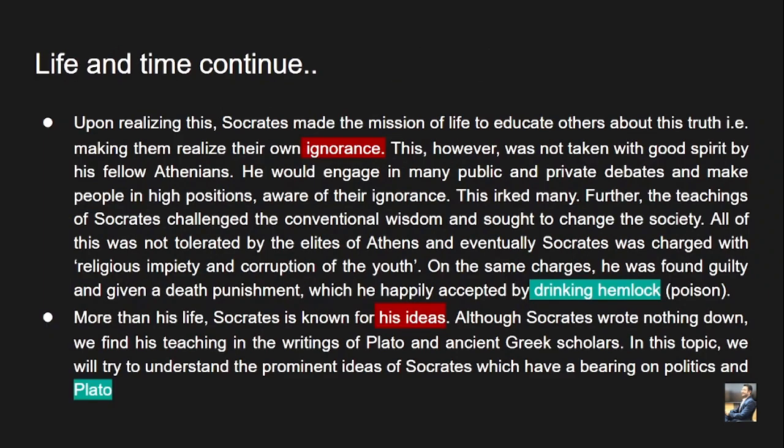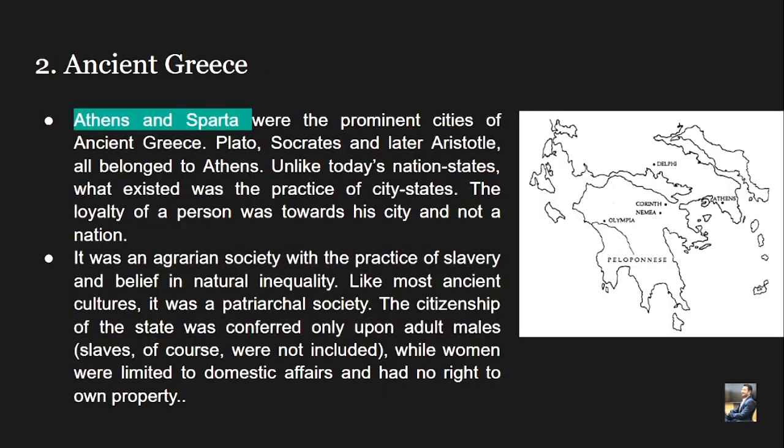Now this was all about the life and time of Socrates, guys. So you can include all of these things in your answers as an introduction while attempting it. Now we are going to have a look at ancient Greece, what ancient Greece was. As you can see in the map, the Peloponnesian region, Athens, Delphi, Olympia and so on, this is the map of the ancient Greece region. Athens and Sparta were the prominent cities of ancient Greece. We have to remember this: Athens and Sparta.